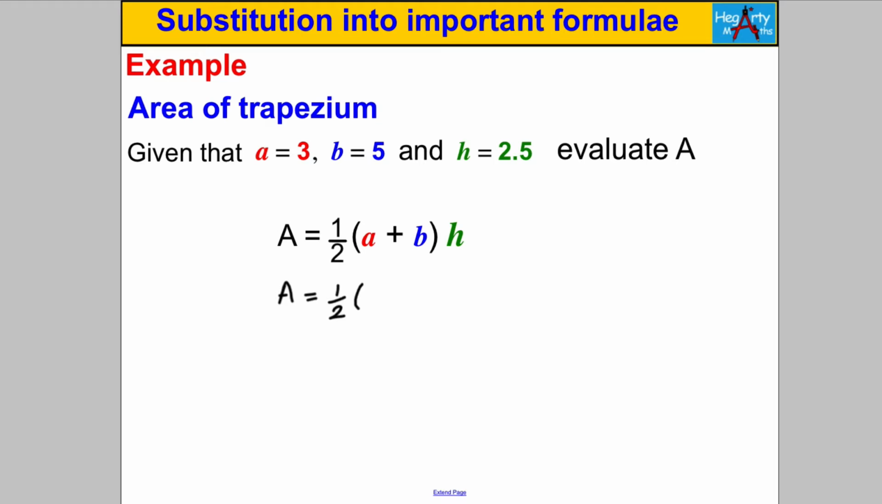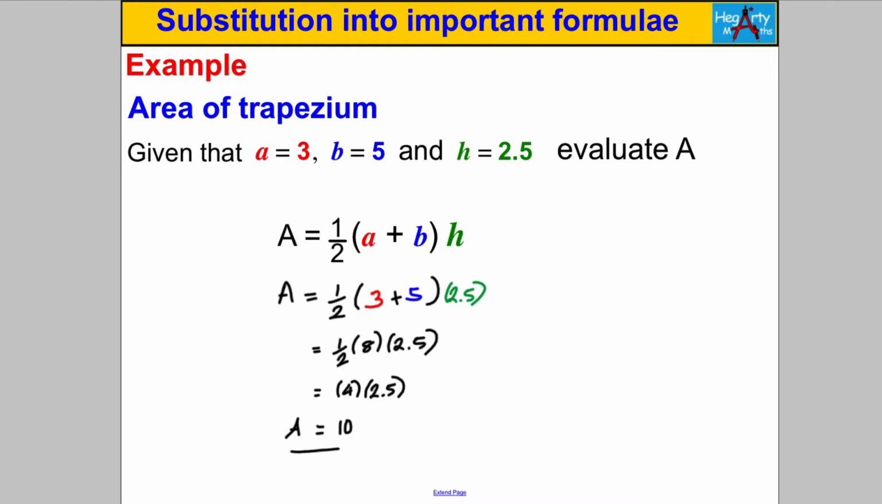Keep that half there. A is equal to 3 and we're adding 5 and we're multiplying all that by h, which is 2.5. And we make sure we put that 2.5 in brackets to remind us it's multiplying. Okay, now what we're going to do, keep that half there. 3 add 5 is equal to 8, so that's a half multiplied by 8 multiplied by 2.5. Well, a half multiplied by 8 is 4, so this is like 4 multiplied by 2.5, and 4 multiplied by 2.5 is equal to 10.